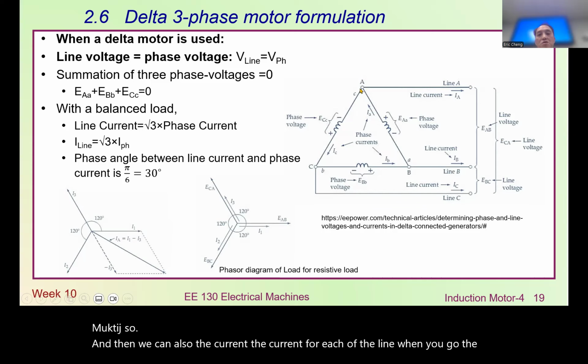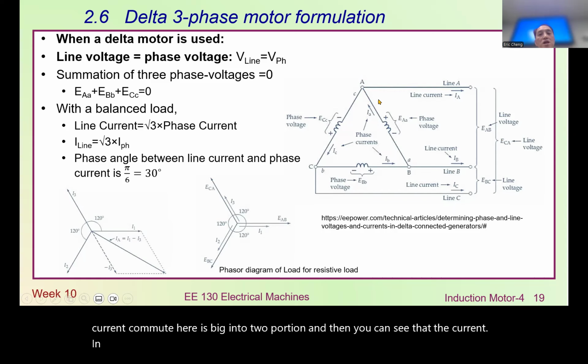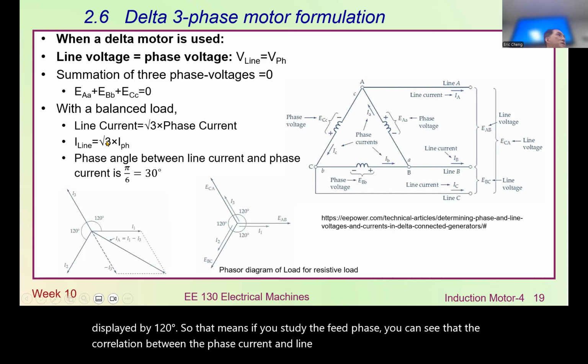The current for each line, when it comes into here, is split into two portions. The two currents add together to become the line current. However, these two currents are displaced by 120 degrees. So if you study three-phase, you can see the correlation between the phase current and line current also has a root-three relationship.